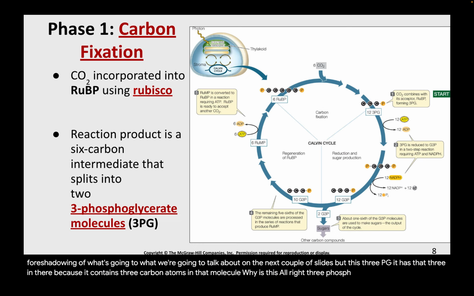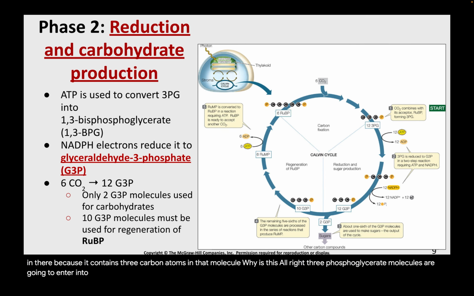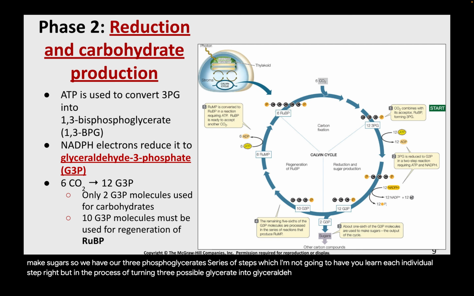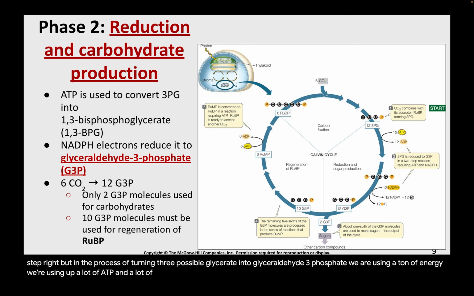All right, 3-phosphoglycerate molecules are going to enter into stage 2, reduction and carbohydrate production. This is where we are actually going to see glyceraldehyde 3-phosphate made, which will eventually make sugars. So we have our 3-phosphoglycerates, and we're going to go through a series of steps, which I'm not going to have you learn each individual step. But in the process of turning 3-phosphoglycerate into glyceraldehyde 3-phosphate, we are using a ton of energy. We're using up a lot of ATP and a lot of NADPH, those molecules that we produced in the light reactions.